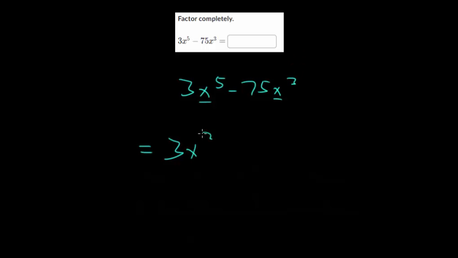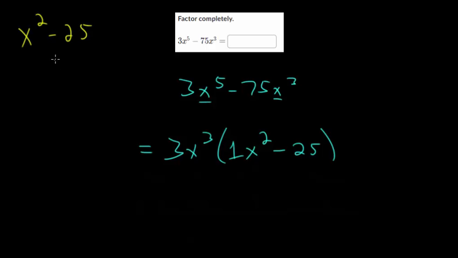So we can pull out 3 x's from each of these. So when we pull out the 3, 3 divided by 3 is 1, and we took away 3 of the x's, so we'd have 2 left. And here we're dividing 75 by 3, or negative 75, which would be minus 25. And we pulled out all of the x's, so we wouldn't have any left. Now this right here, this x squared minus 25, this is what we call a difference of two squares.